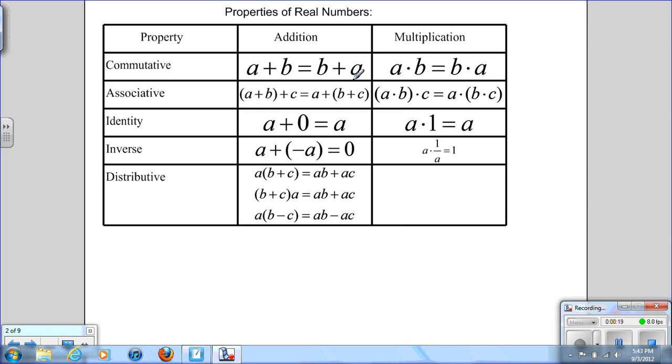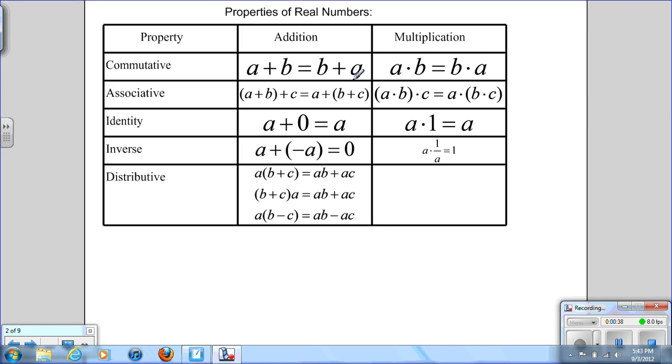The associative property also works for addition and multiplication. This one says that you can change the grouping if you're adding all the way across or multiplying all the way across. Take a look at the examples. Notice how the parentheses have changed from the left side of the equation to the right side of the equation.